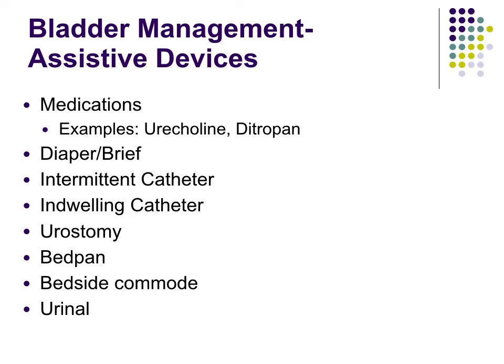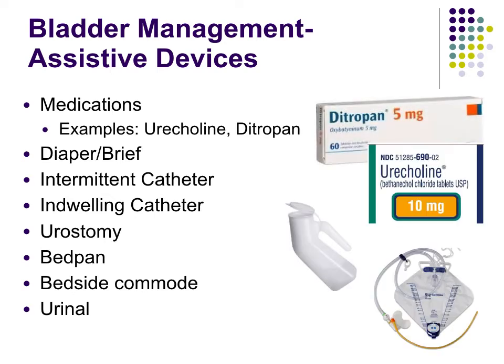Lasix is working on the kidneys. A diaper or brief would be included in this category. Intermittent catheters, indwelling catheters, urostomies, bedpans, bedside commode, and also urinal. If the patient does not void, has renal failure, and is on hemodialysis or peritoneal dialysis, they should be rated as a level 7. Don't grade them down for hemodialysis, as it's not dealing with sphincter control, rather with the kidney. So be aware of that.